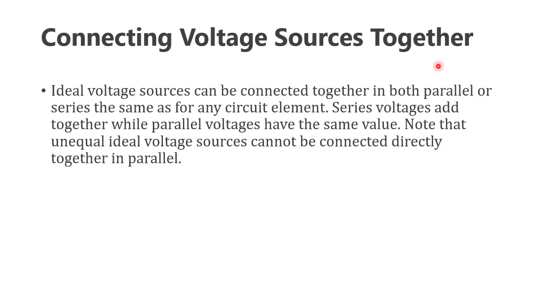Connecting voltage sources together. Ideal voltage sources can be connected together in both parallel or series, the same as for any circuit element. Normally we can interconnect two or more voltage sources in series or parallel, but there are some restrictions. I will explain what are the things we have to consider when we connect two or more voltage sources in series or parallel.